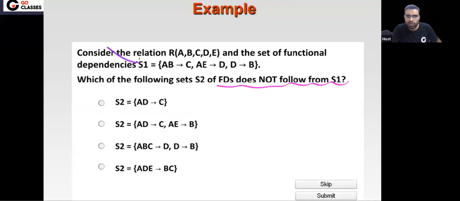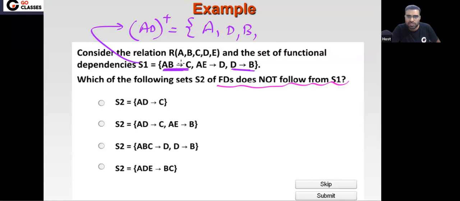In S1, you find what the AD closure is. In this given set of FDs, you find what AD can determine. AD can determine AD, D can determine B, so ADB. You can see AB can determine C. What else? That's it.